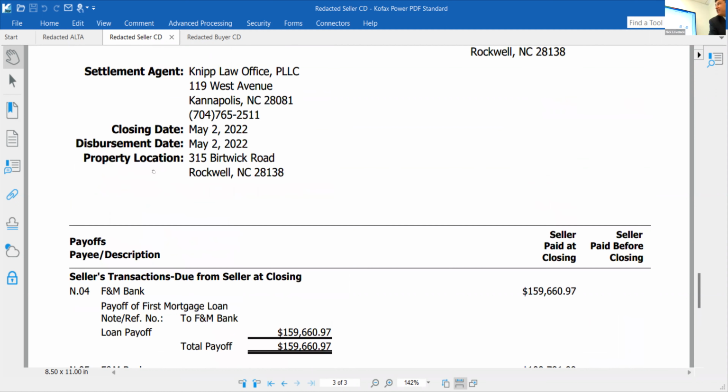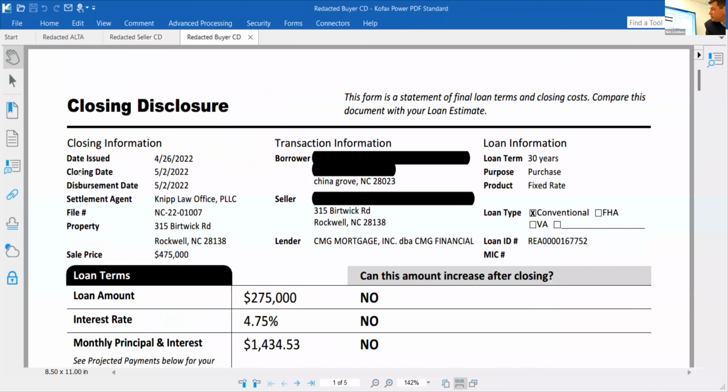Anybody have any questions on the seller CD? I think it is a little more user friendly than the buyer CD. I think the buyer CD is really clumsy and you go back and forth with it, but it is also the most important document for the buyer, so we've got to use it. So I'm going to move on to the buyer closing disclosure.